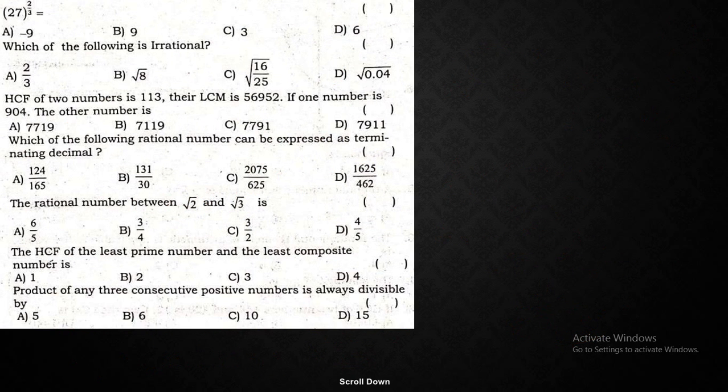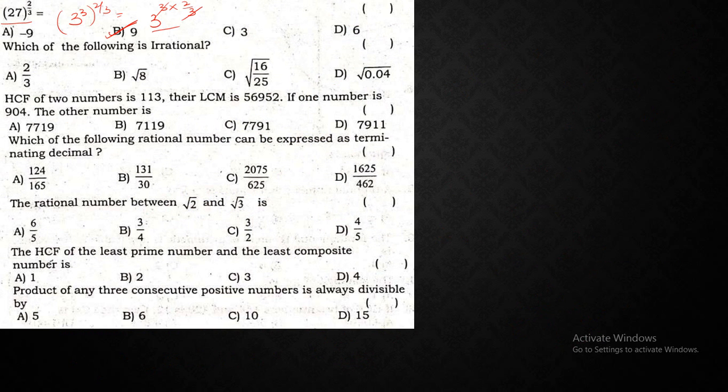Next, moving on to the next question. 27 whole power 2 by 3. So how can I write it? 27 means 3 cube whole power 2 by 3. So already it is in the form of a power m whole power n. So a power m whole power n I can write as 3 power 3 into 2 by 3. So 3 gets cancelled. What am I left with? 3 square. So 3 square is 9.